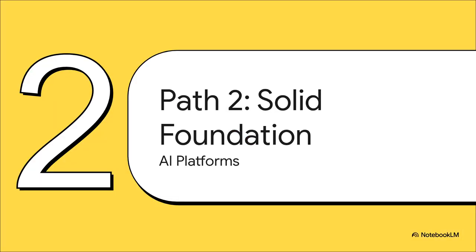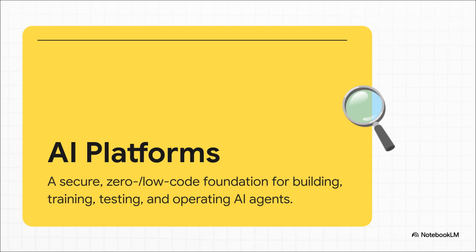Now, if building from scratch sounds like a lot, well, there's another way. This is path two, the solid foundation. And this one is all about using AI platforms. It's for builders who want a strong, reliable base to work from without having to invent everything themselves. See, an AI platform gives you all that core infrastructure right out of the box. It's already secure, it's already compliant, and it often comes with low-code or even no-code tools. What that means is your team can stop worrying about all the foundational plumbing and instead focus all their energy on what really matters, building the amazing, unique things that your business actually needs.